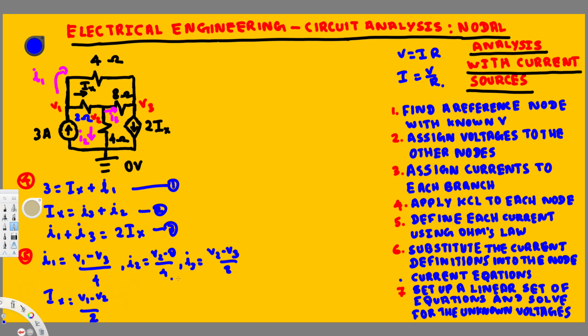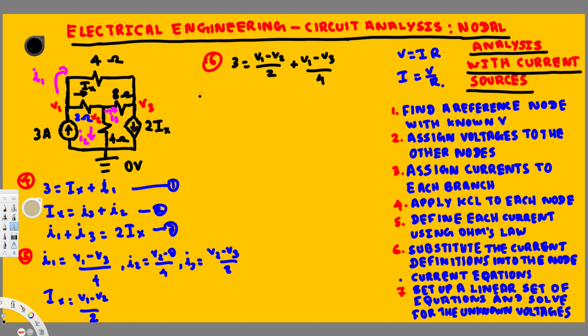Now we can write everything in terms of voltage. So let's go ahead and start here. Sixth part, we are going to substitute all the I values with voltage values. First we have 3 is equal to Ix, which we know is V1 minus V2 over 2. So we put that right here, V1 minus V2 over 2, and then we are going to have plus I1, right? I1 is V1 minus V3 over 4. And that's our first equation.